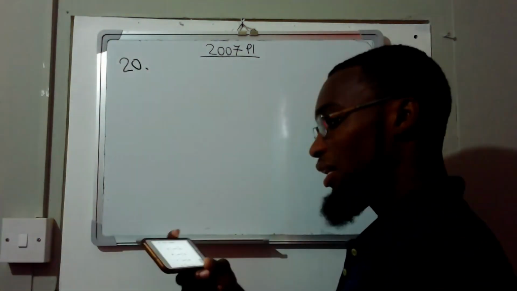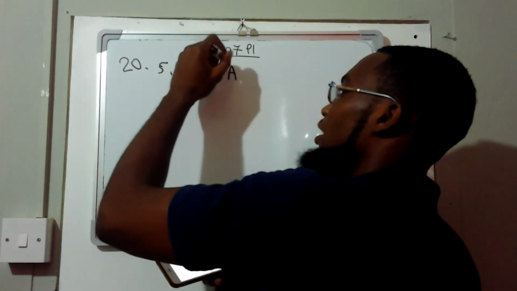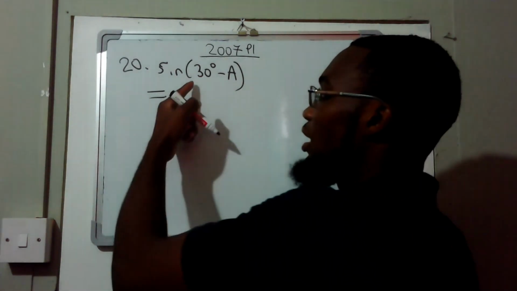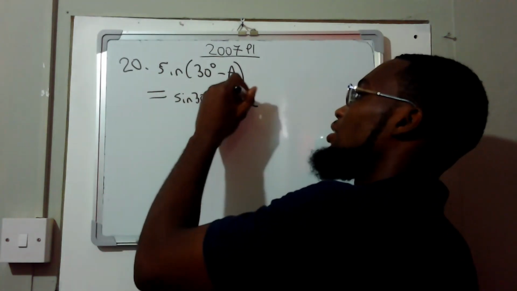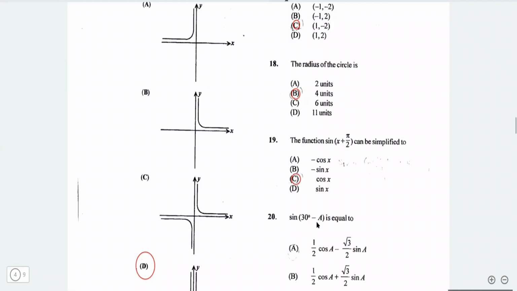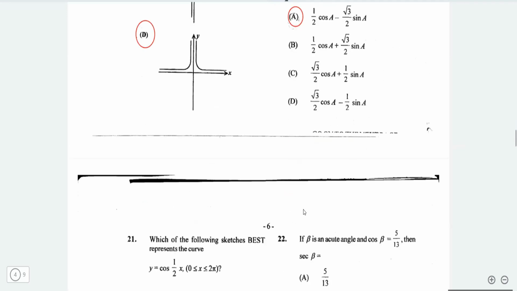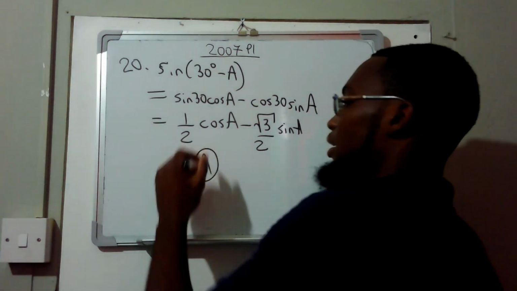Number 20, we need to expand the sine of 30 degrees minus A. Expanding that, we're going to have sine 30 cos A minus cos 30 sine A. But the sine of 30 is a half, so we get a half cos A minus the cos of 30, which is root 3 over 2, times the sine of A. That's option A. That's it.